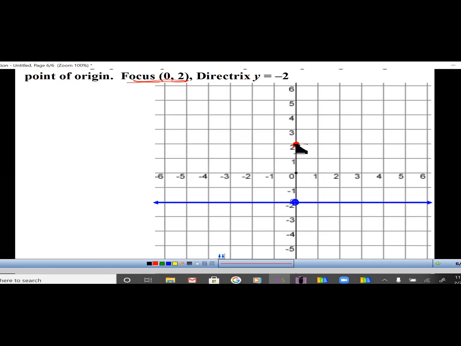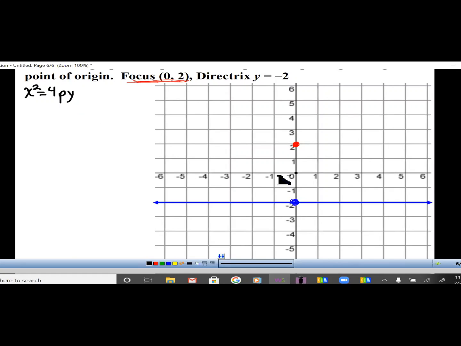And what do we know? That the parabola is all the points equidistant from those two points, the one on the directrix and the one on the focus. Do you guys see that? Yes? So now that we established which kind of parabola we're going to use, let's write our equation. Our equation is x squared equals 4py.